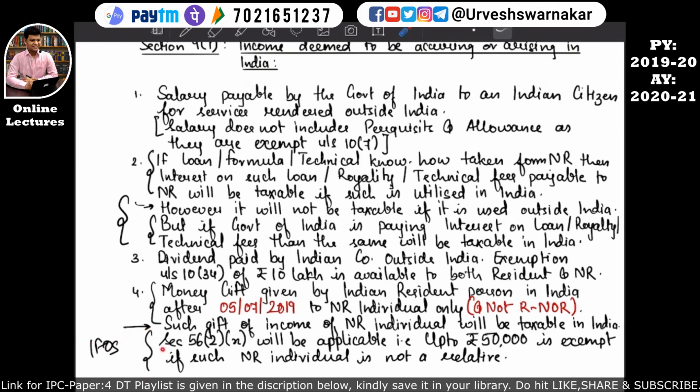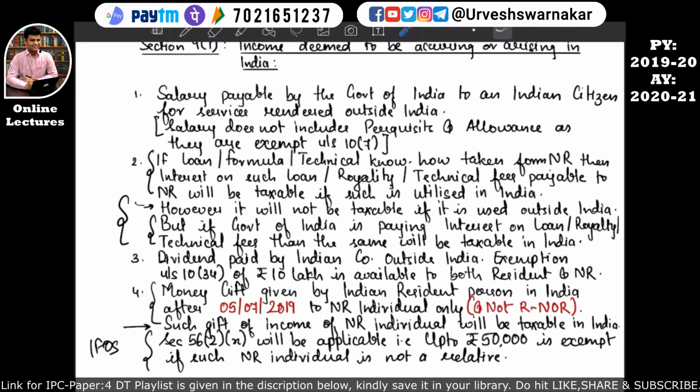What does this say? Section 56 subsection 2 subsection 10. Okay, this is not X, this is 10. Roman 10 will be applicable, that is up to rupees 50,000 is exempt if such non-resident individual is not a relative. You will understand this in income from other sources anyway, so stressing right now on this point is of no use. Okay, so now let's revise this point number 4.